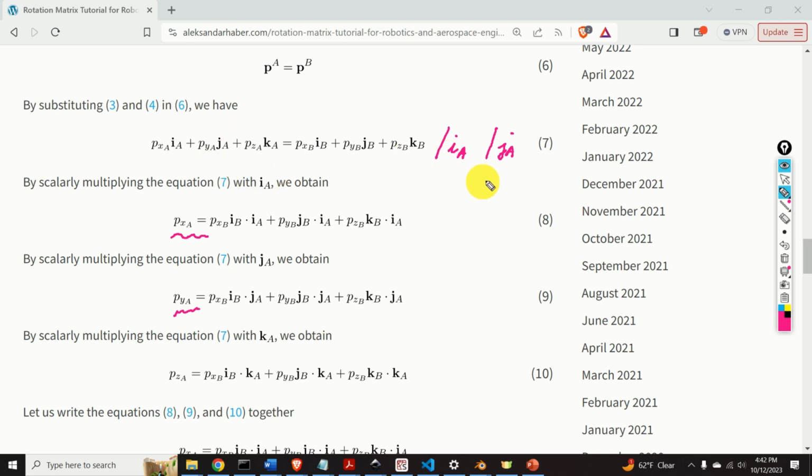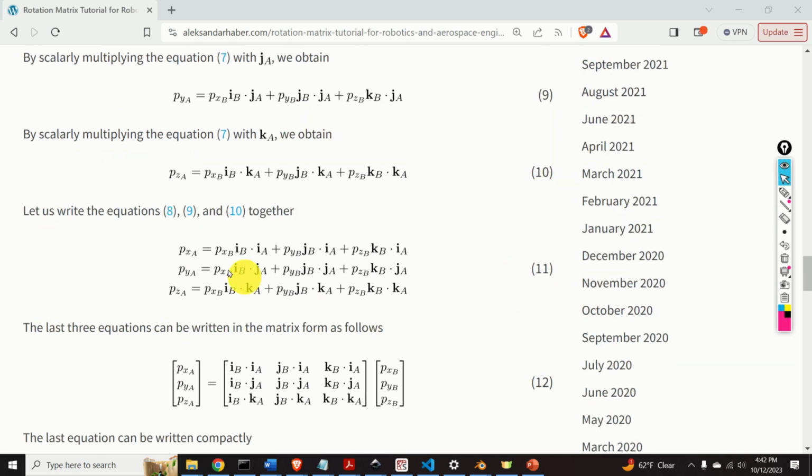Next, let us scalarly multiply this equation by KA. As the result, we obtain the equation number 10, and the logic is the same. Next, let us group the equations 8, 9, and 10, and let us represent them together. As the result, we obtain the equation 11.